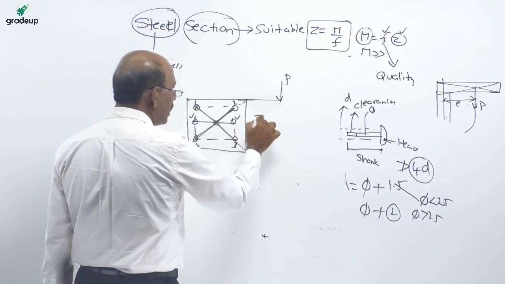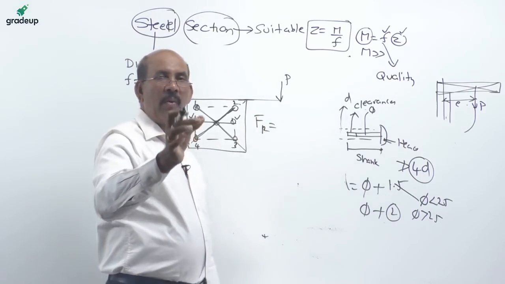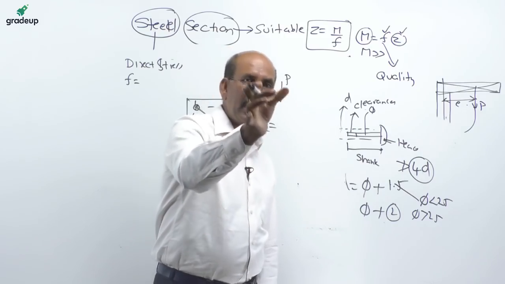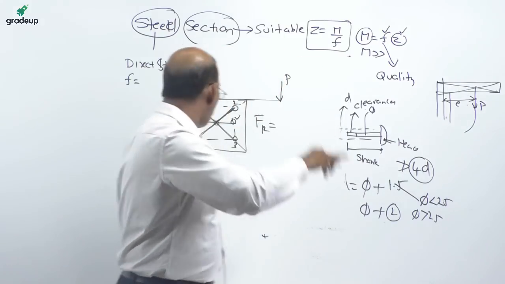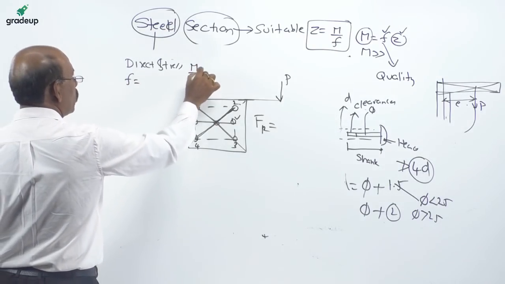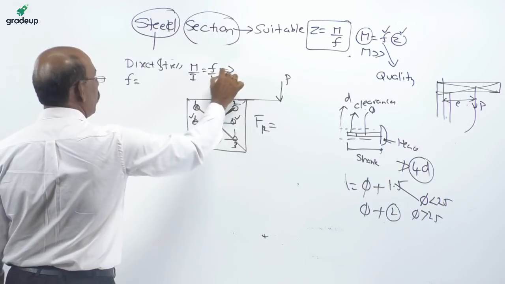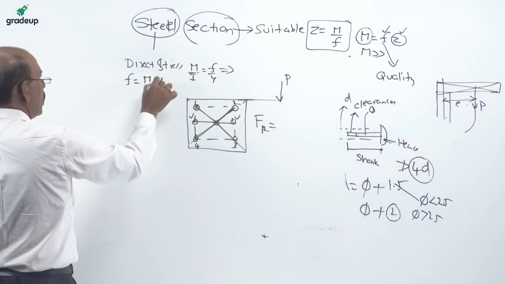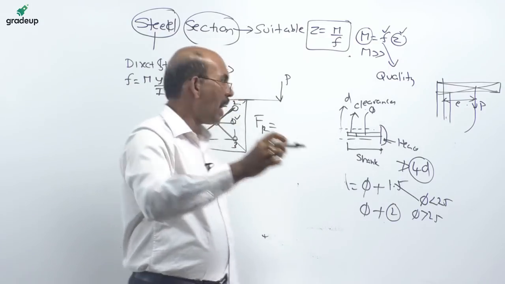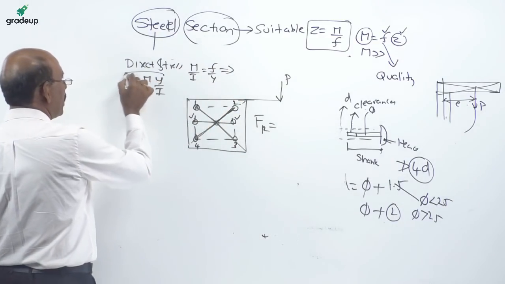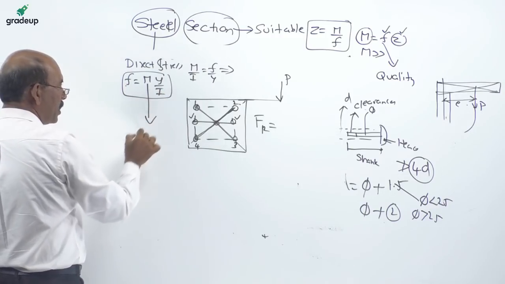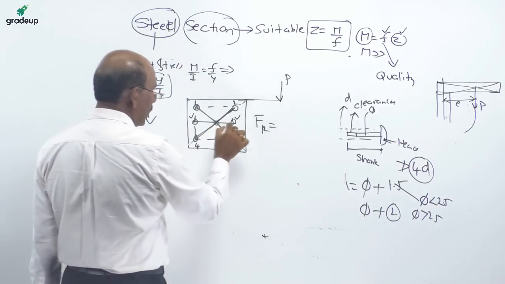That means the resultant force has one part due to the direct load, and one part due to the eccentricity, which is produced with the bending. Bending causes the bending stress, that is M by I is equal to F by Y. Therefore, F is equal to M into Y by I. So F depends upon the moment, and moment is equal to load into eccentricity.